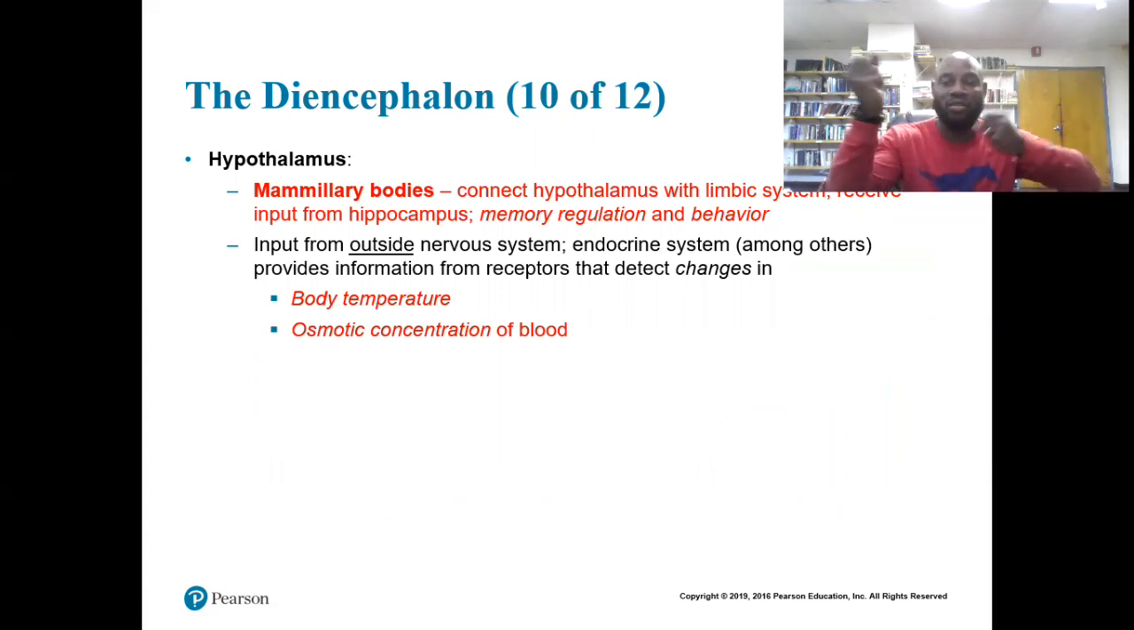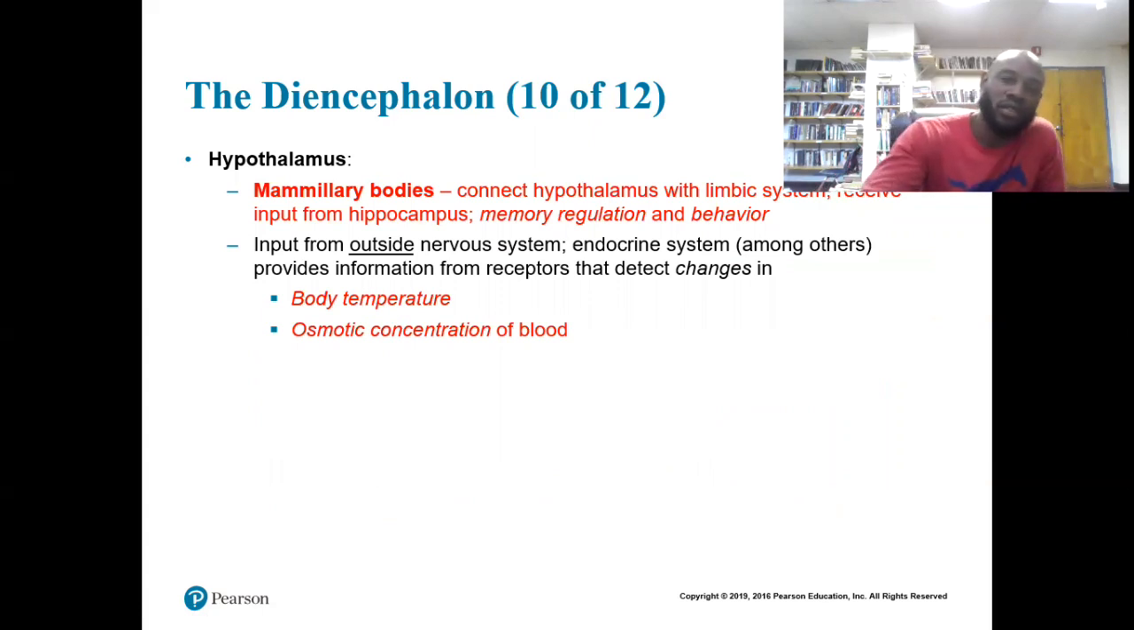The limbic system, remember, is the ability of your brain to connect different parts of your brain. The hypothalamus receives input from the hippocampus, so memory, regulation, and behavior. It also receives input from outside the nervous system, from the endocrine system, providing information that can detect changes in your body, such as the osmotic concentration of your blood. So it's going to play some huge roles in homeostasis. It's affecting your temperature and your blood concentrations.